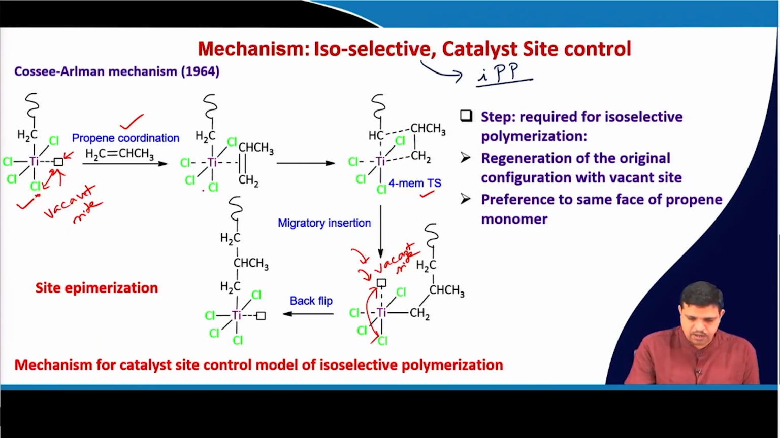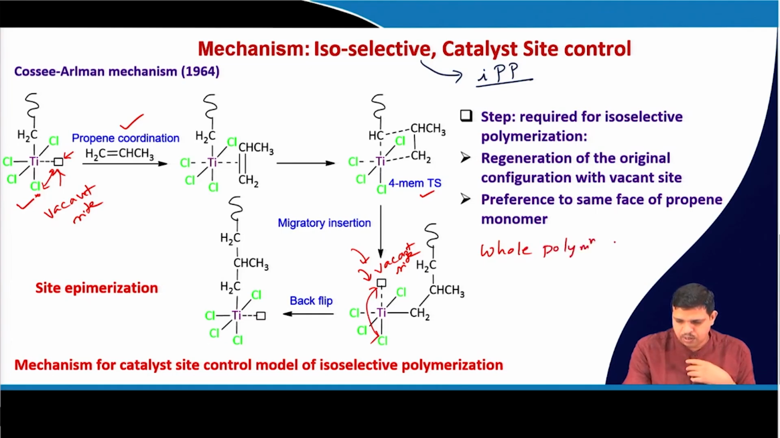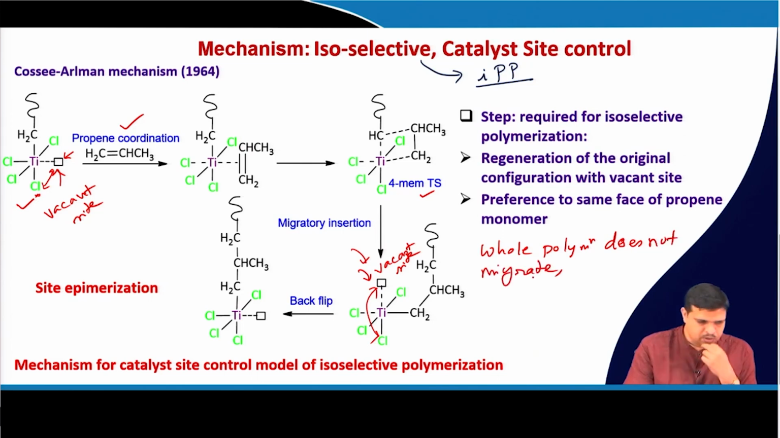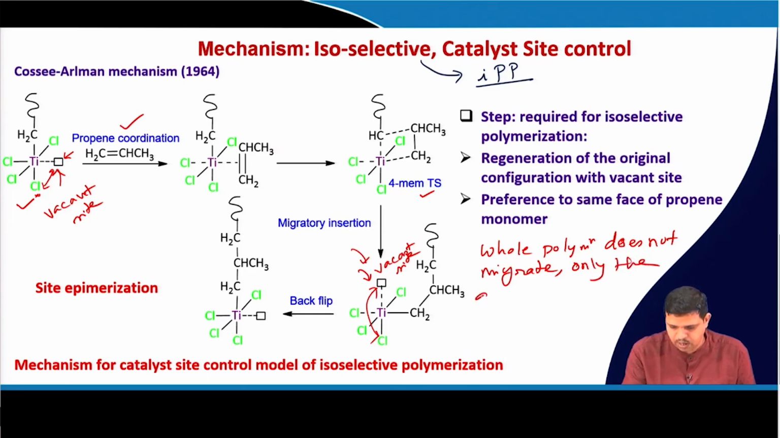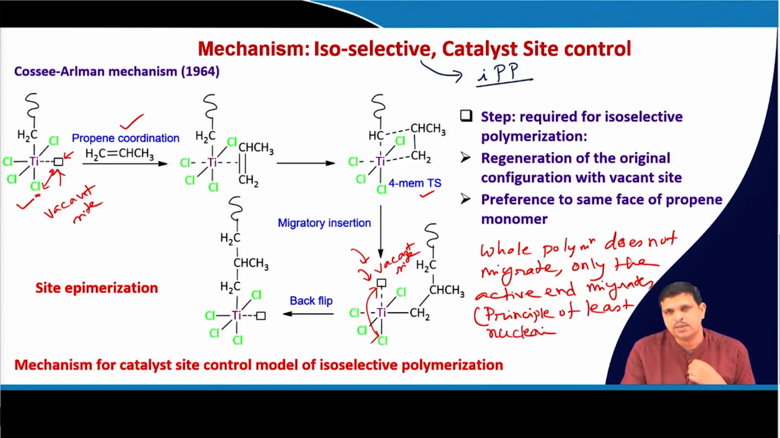You will see that in this step, the polymer chain has migrated. But be careful here: the whole polymer chain does not migrate, only the active end migrates, according to the principle of least nuclear motion, that is, the less energetic pathway.